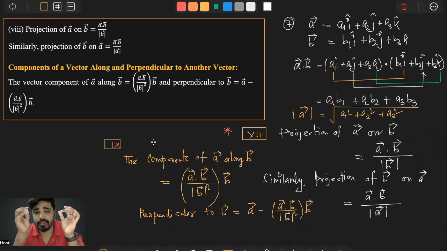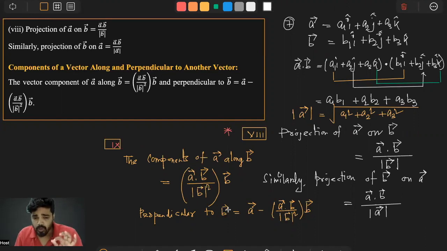Based on these, in PSC and WB SLST previous problems, when we solve them you will see problems were given on this. Projection of a on b, that is a dot b divided by modulus b, the component of a along b is a dot b divided by modulus b square b, and the component of a perpendicular to b is a minus a dot b divided by modulus b square b.